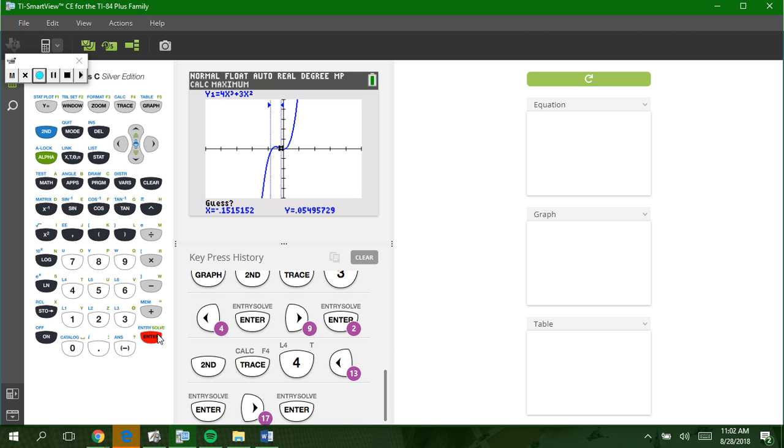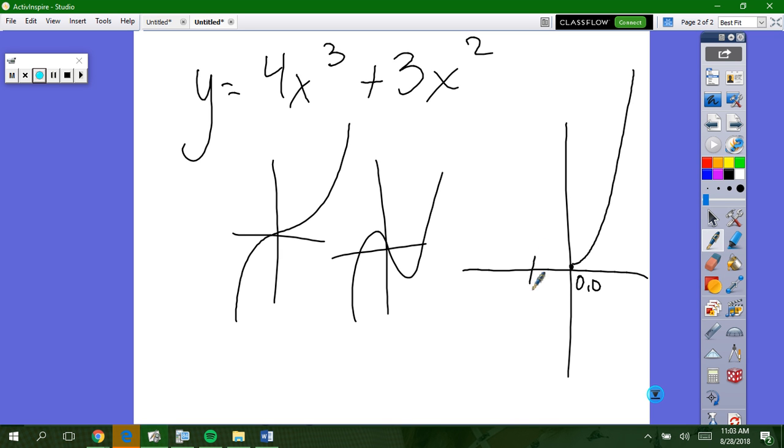And I have negative 0.4999, which is basically negative a half, comma 0.25. So, coming back to my graph, here's negative 1, negative a half, 0.25. We'll say it goes there.